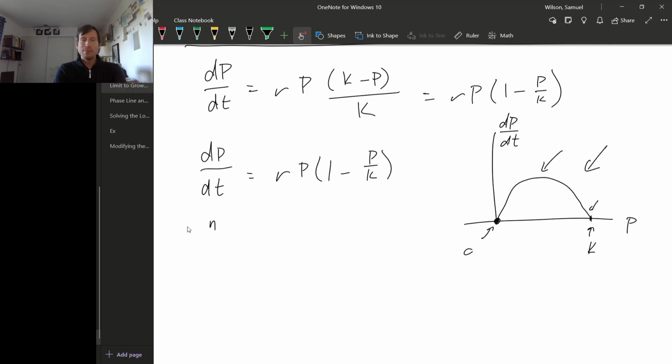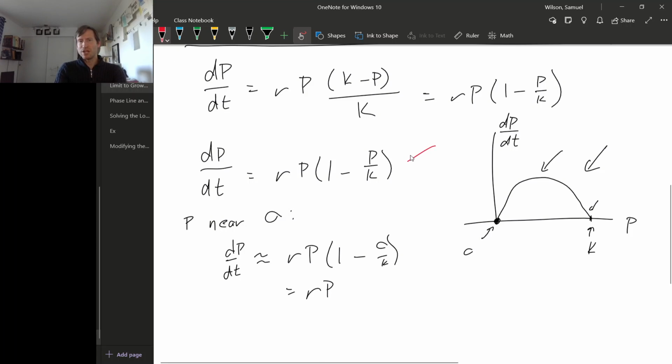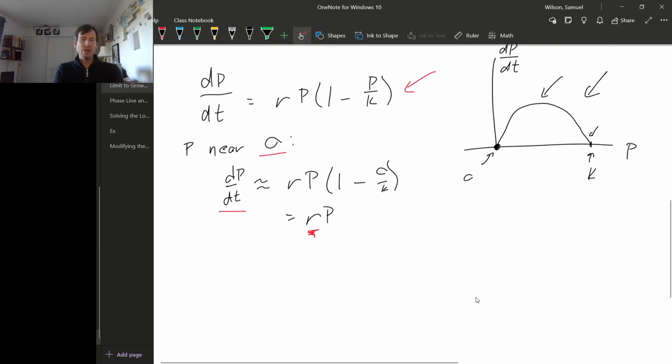Also, when p is near 0, we get dp dt is approximately r times p times 1 minus 0 over k, and so we just get r times p. So for this equation, when p is near 0, the growth rate looks like our natural growth rate. And remember, that's something that we expected from a good population model. When the population is small, it should grow in an unrestrained fashion.